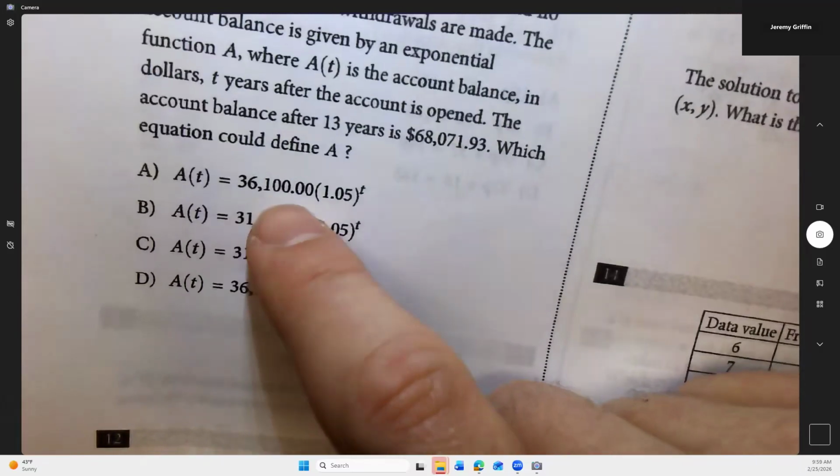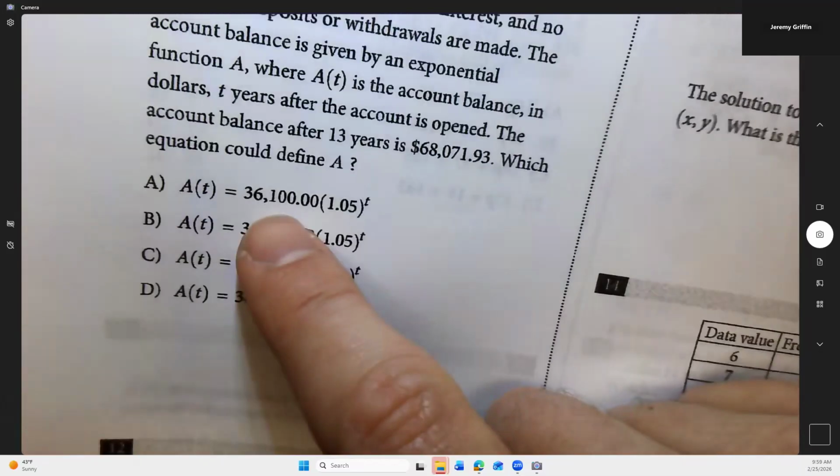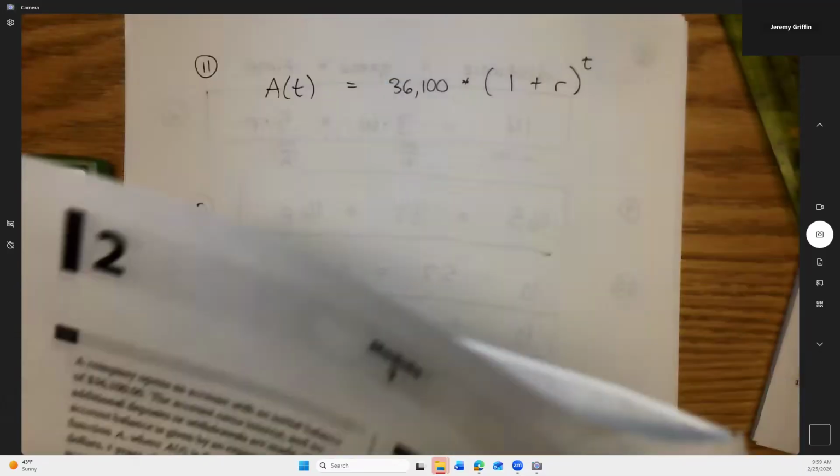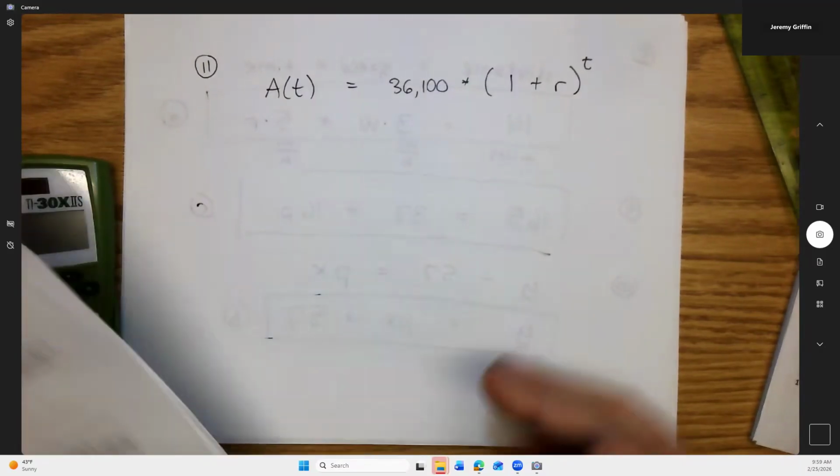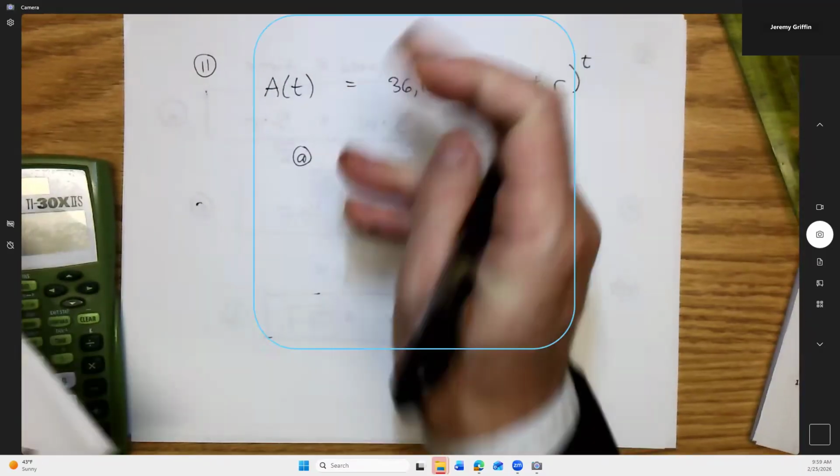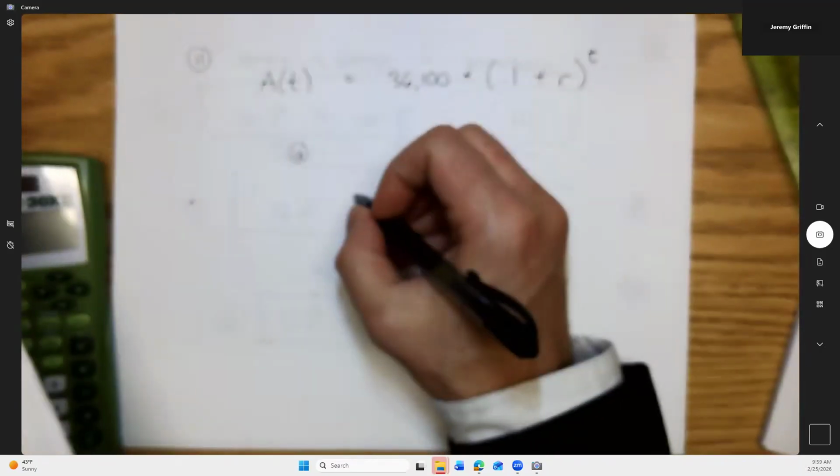Guys, isn't that the principal right there? So the answer has to be A. Okay, so number 11 is A. And now, if you wanted to check, here, I'll do a check.